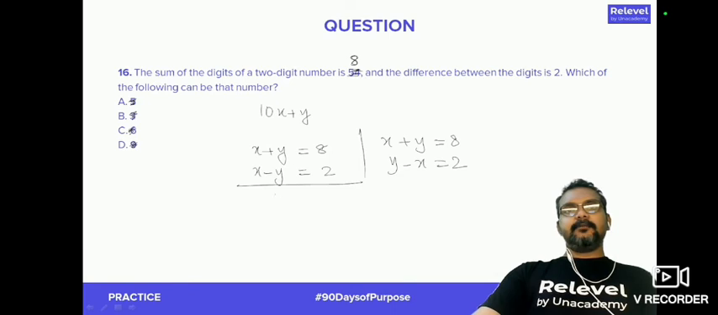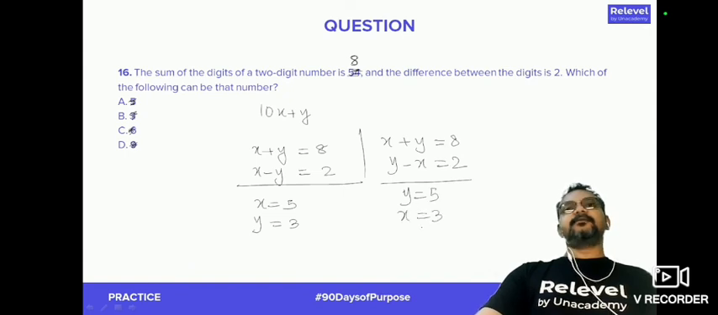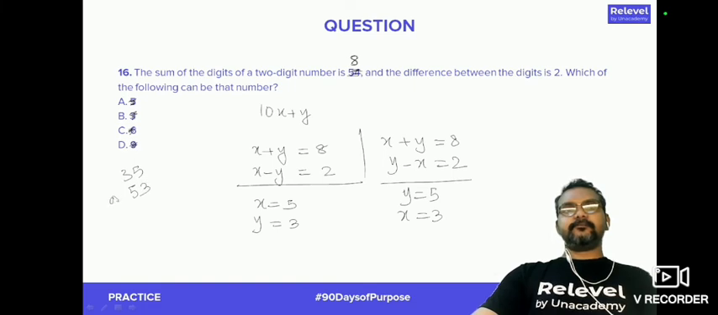Now add them. So we get 2x equal to 10, x is 5. X is 5, so y is 3. And here 2y is 10, so y is 5. And hence x is 3. So your number is either 35 or 53. Okay, so this is how you would have solved it if the data were 8 and 2 instead of what was given.